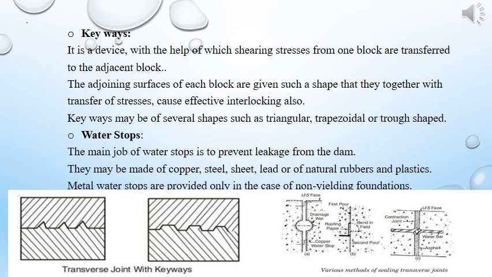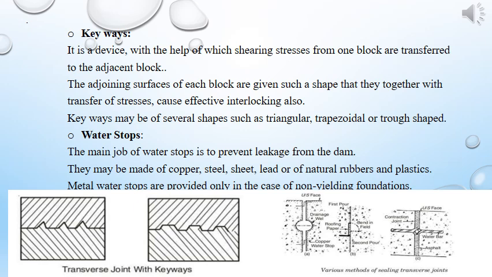So, the function of the keyways is to transfer the shear from one section to the adjoining one, and thus make the dam behave as a monolith. Vertical keys in transverse joints are used to transfer the horizontal shear, whereas horizontal keys in longitudinal joints are designed for the vertical shear. They may be triangular, rectangular or trapezoidal in shape.